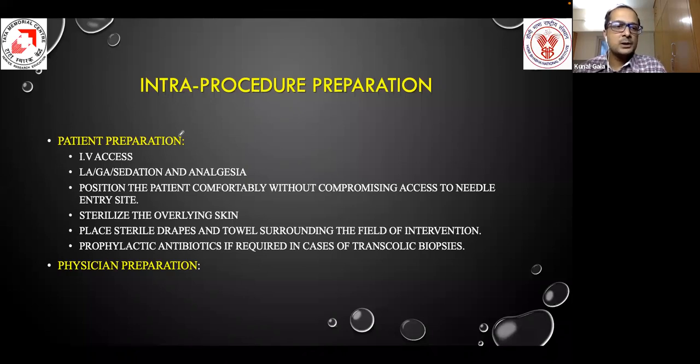So intra-procedure, for patient preparation, IV access needs to be taken, and the procedure needs to be performed under local anesthesia, deep sedation, analgesia, or general anesthesia.